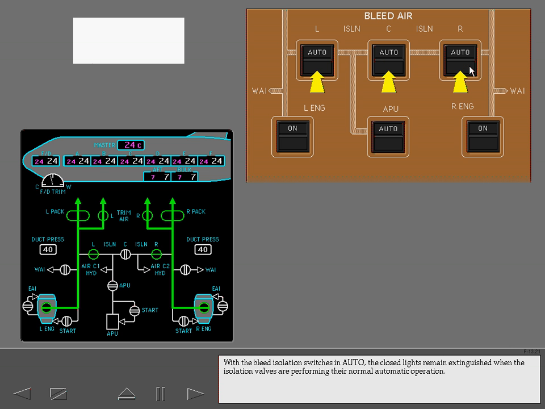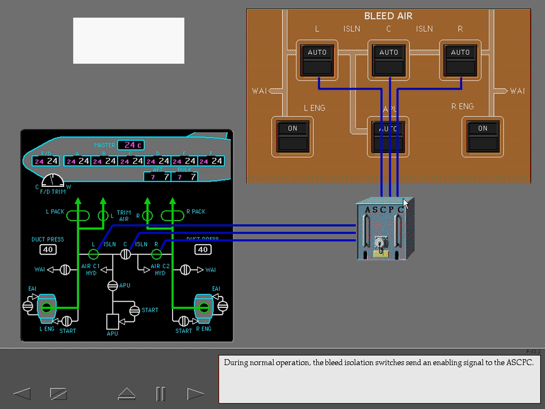With the bleed isolation switches in auto, the closed lights remain extinguished when the isolation valves are performing their normal automatic operation. During normal operation, the bleed isolation switches send an enabling signal to the ASCPC. The ASCPC controls the position of the bleed isolation valves.